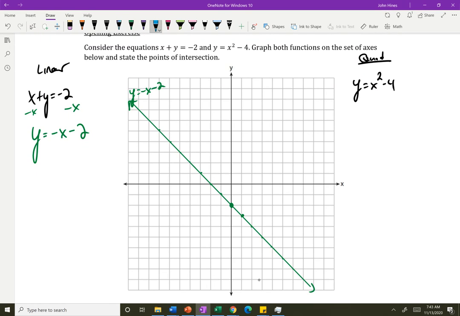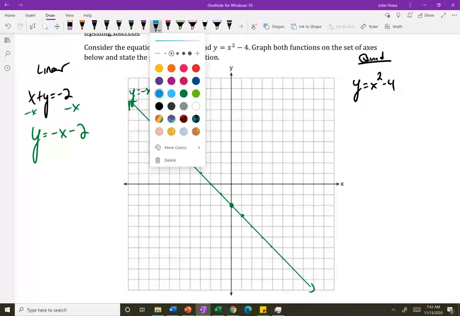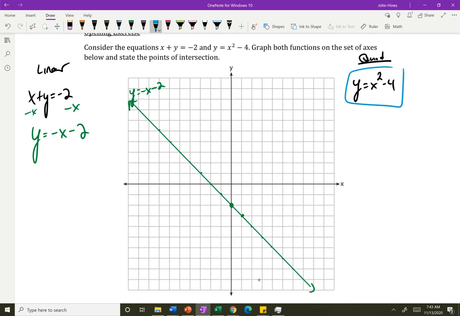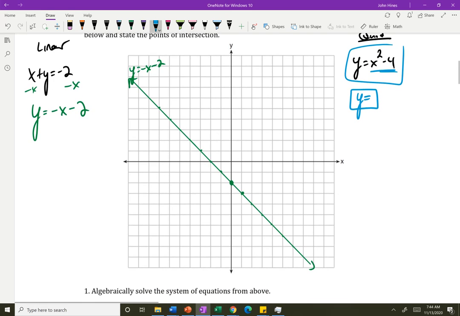Now we got to graph the quadratic equation. The quadratic equation is y equals x squared minus 4. So you're going to go to y equals on your calculator and type that in. I don't have my calculator up right now, so I'm just going to do it from the top of my head. I have a vertex at negative 4, and then these points are on the graph. And there's my parabola. That's a pretty good parabola for using the computer here. So y equals x squared minus 4.